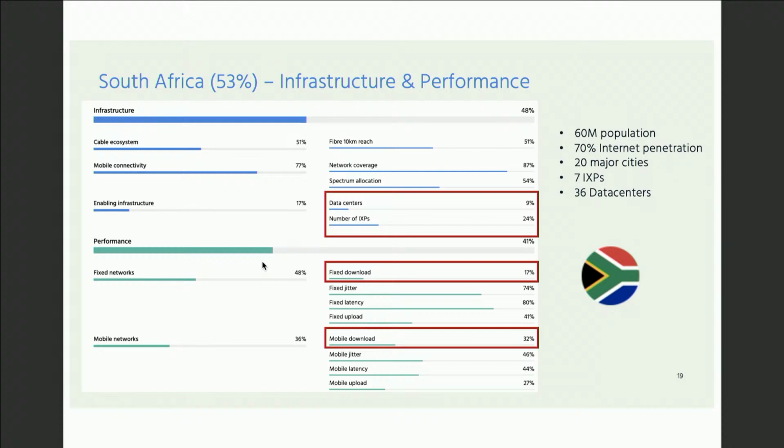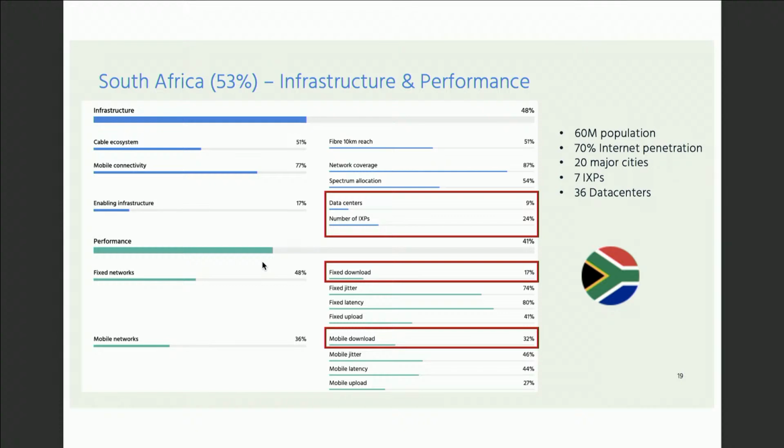We see data centers, and we see the number of IXPs. Quite a surprise, actually. But the way the index is built is that it compares South Africa with other countries, those who are performing better. So it doesn't mean that the number of IXPs you have in South Africa is actually bad. It's just that some other countries are doing better in terms of number of IXPs and number of data centers that you have in their country.